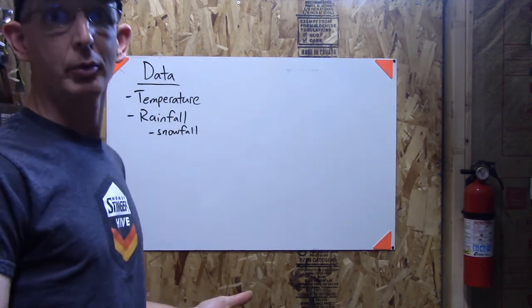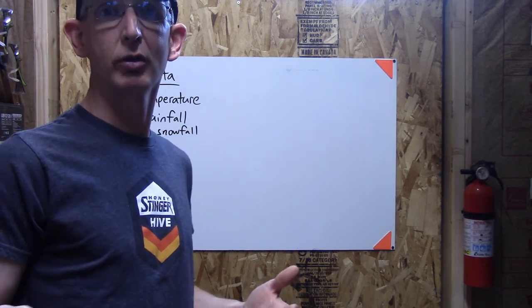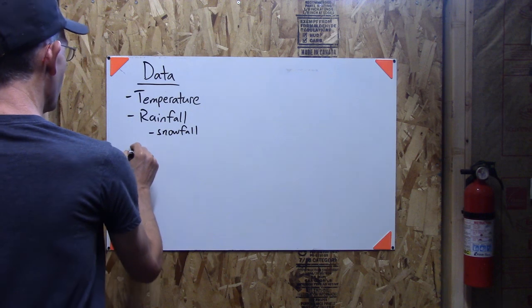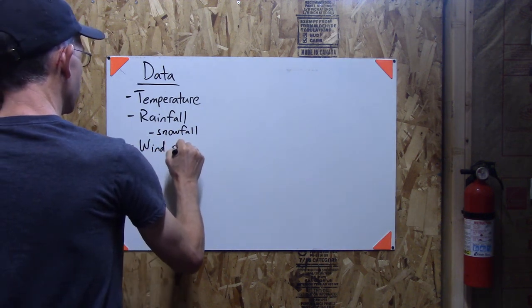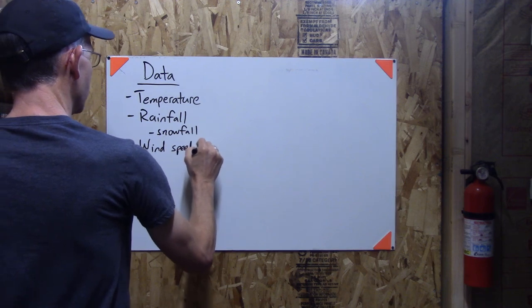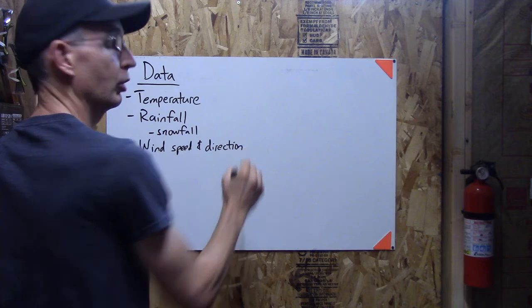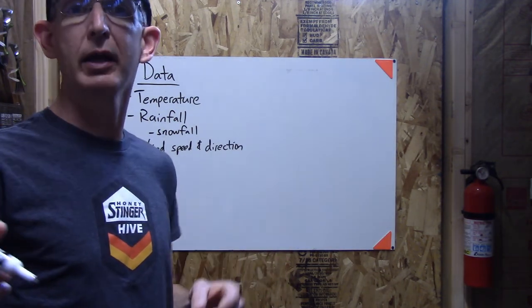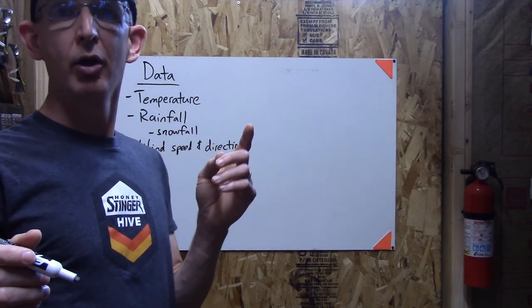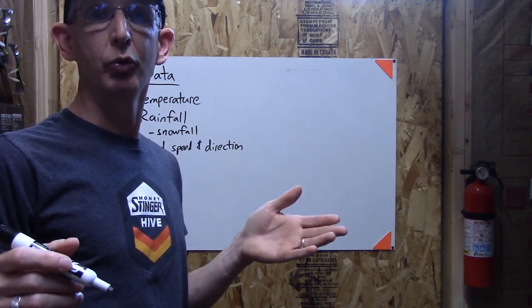Another commonly collected piece of data that goes with most home weather stations and school weather stations is wind direction and speed. So wind speed and direction, I'll put. And this is something that most weather stations collect. If we look at my home weather station, you'll see an anemometer up there, which is the thing that records the wind speed, and also a wind vane, which records the wind direction.